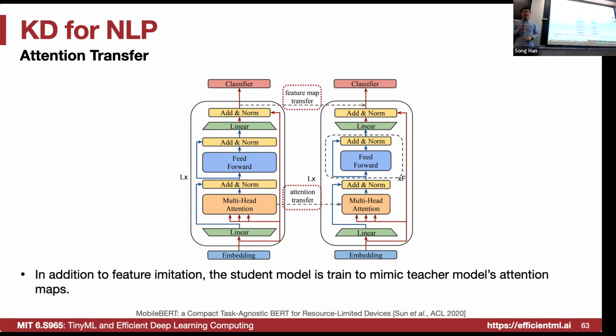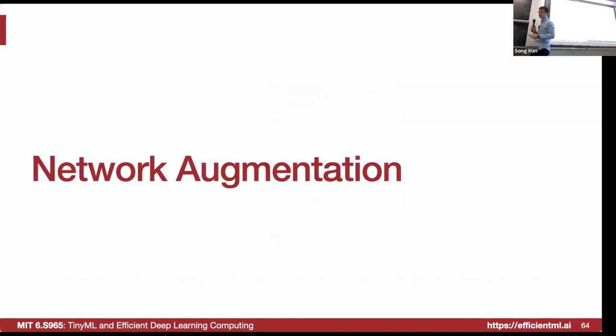We haven't talked about the architecture of transformer yet, but we are going to cover that in a later lecture. So here we have a special layer called the attention layer. So here we are trying to match the attention layer as well as these intermediate feature maps. All right. So we talked about many different applications.